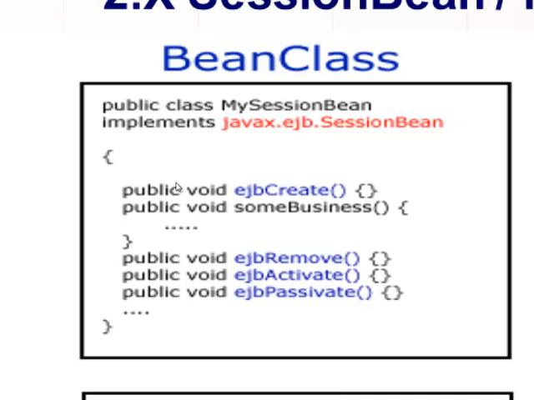EJB remove, EJB activate, you are supposed to write it. These are callback methods. Whether there is something that needs to be performed or not, they have to be there. So there is no escape out of it. Apart from that, you are supposed to write some business logic. So this is your bean class.